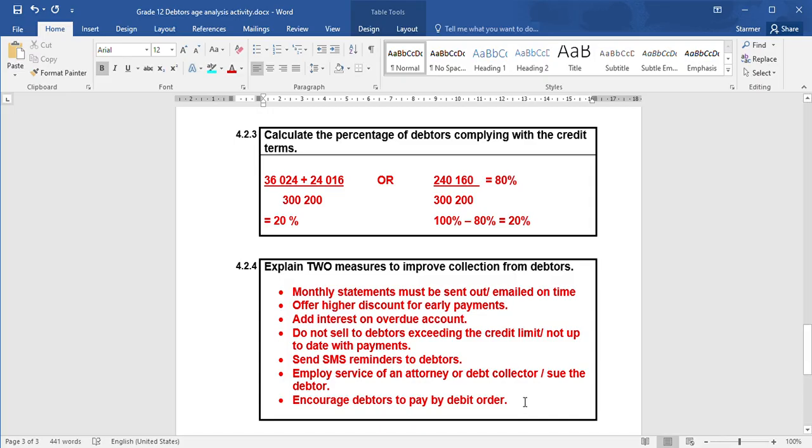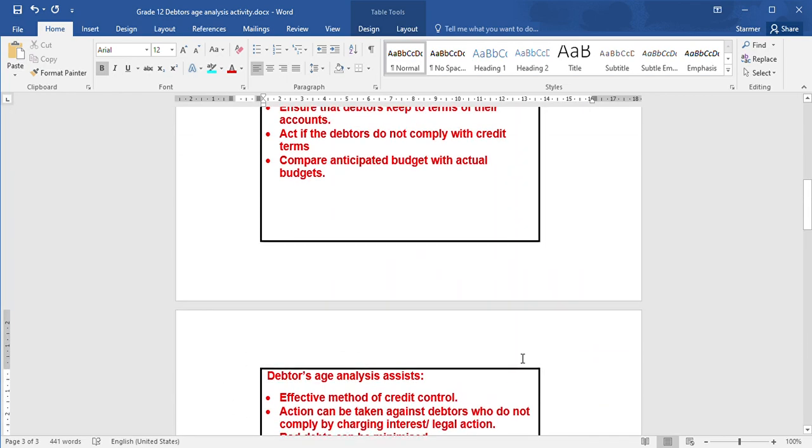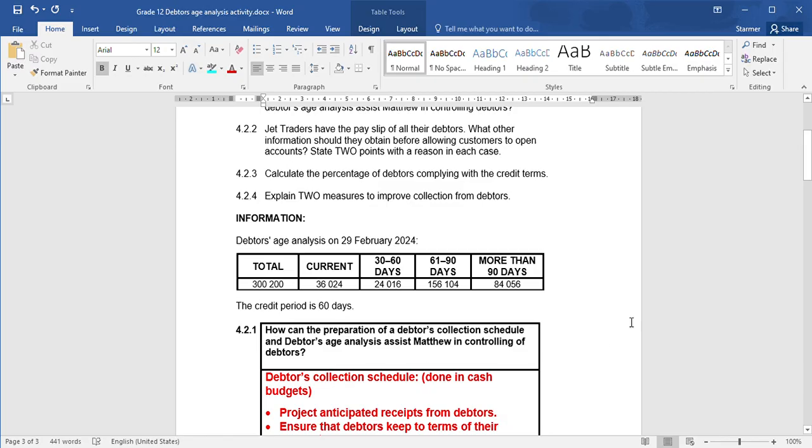Alright, so that's just an example of an age analysis where they actually give you total debtors and not individual debtors. If you want more information on individual debtors, look at the notes. Otherwise, if it's just totals, then this video is adequate.